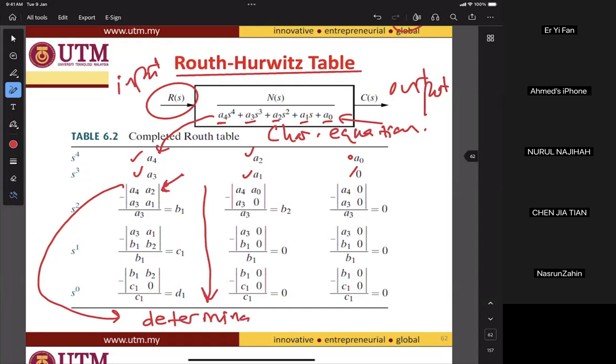Not present. So it is a determinant. Not magnitude, wrong. Determinant. Determinant means it will be A4 times A1 minus A2 times A3, where A4, A2, A3, and A1 form a matrix. So that left and right straight line, we call it a determinant. Please jot down. And then it continues for B1, B2, C1, D1, and so on.